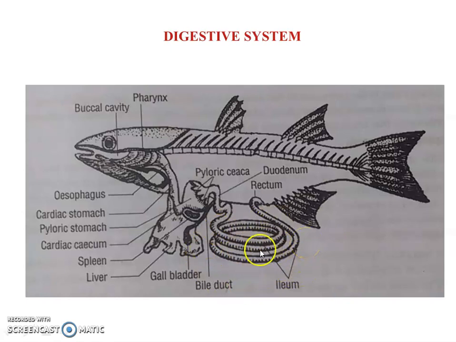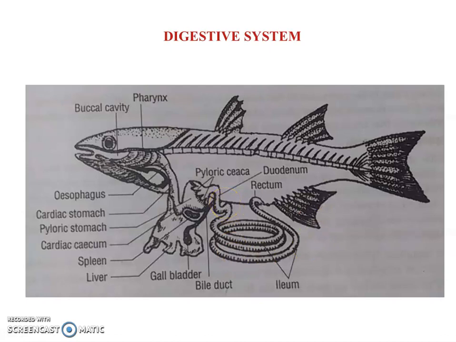The intestine is a major center of digestion as well as absorption, and the ileum ends in the rectum, which opens out at the anus. I hope you remember that when we explained the different types of fins, we saw that the ventral or anal fin is usually placed just behind the anal opening, isn't it? So this is the anal opening and this is the anal fin. I hope everything about the alimentary canal is clear.